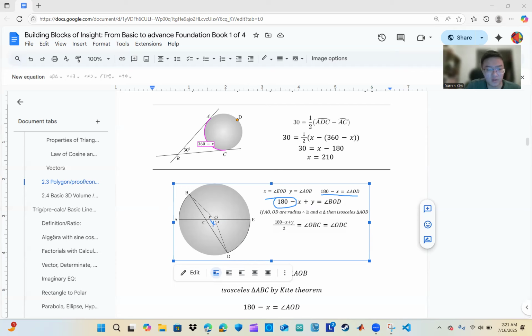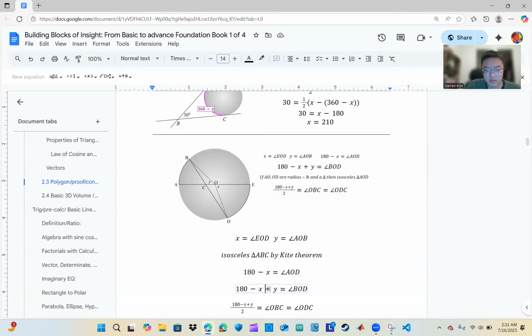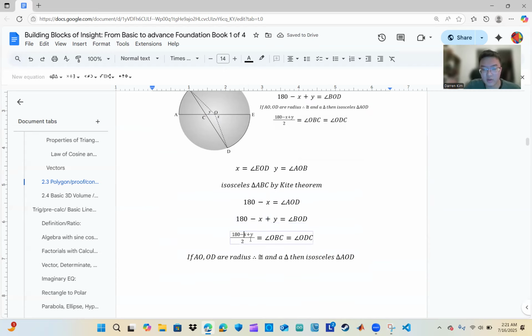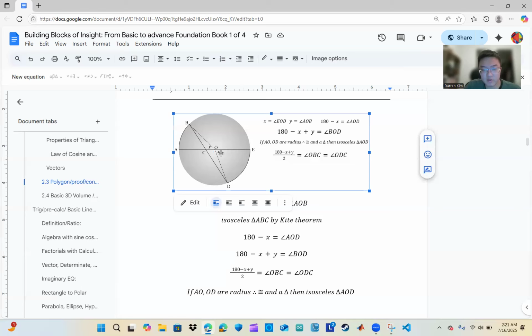oh, I forgot. Did I forget again? Yes, I did. Can you guess what I forgot? This is also supposed to be a minus, I think, because you did 180 minus x. No, it's plus y, yeah, that's correct. And then this is y divided by 2.